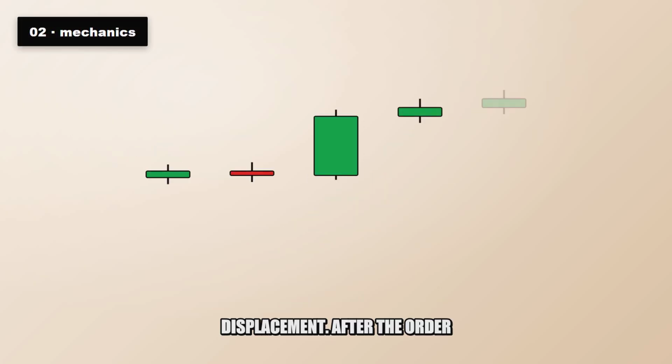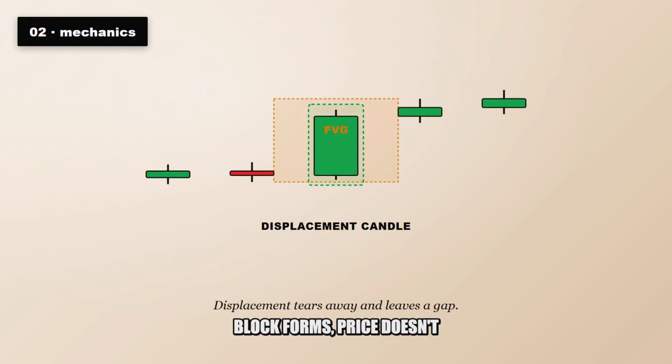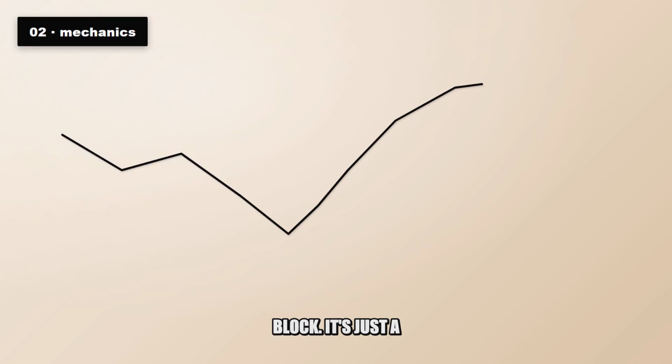Third, displacement. After the order block forms, price doesn't drift away politely, it explodes. One or two big-bodied candles that tear away from the zone and usually leave a gap behind them. A fair value gap. That violence is the signature of real institutional money. A zone that price wandered away from slowly is not an order block, it's just a candle.